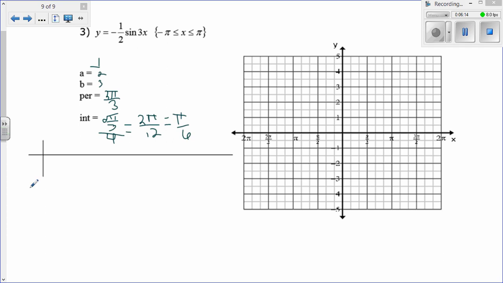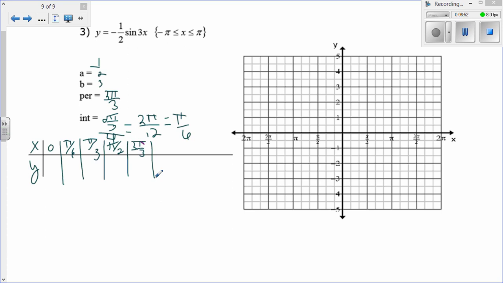Okay, so I'm going to count by pi over 6. So it's 0, 1 pi over 6, 2 pi over 6, which reduces to pi over 3, 3 pi over 6, which reduces to pi over 2, 4 pi over 6, which reduces to 2 pi over 3. And I can stop there because that's where the period stops, and after that point I'm going to just repeat myself.